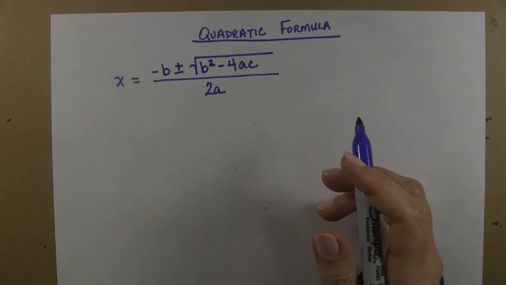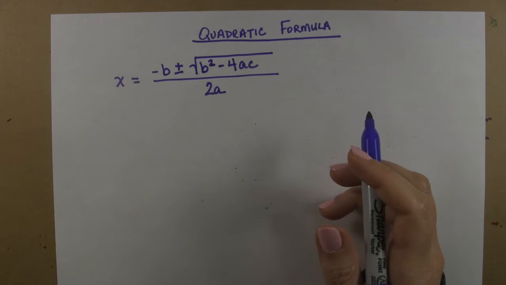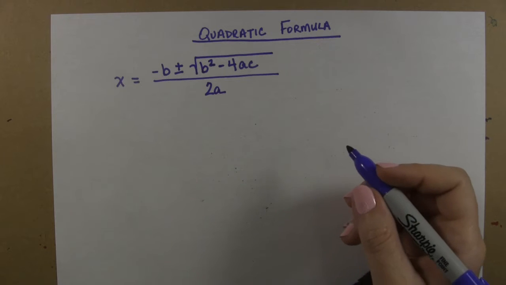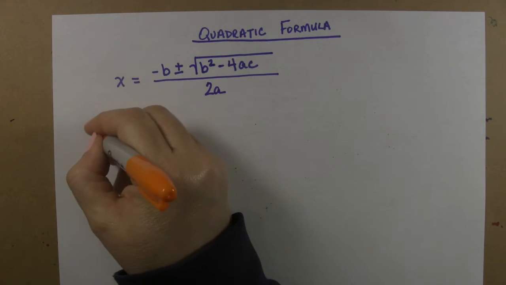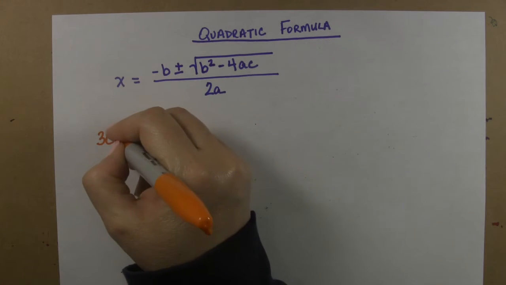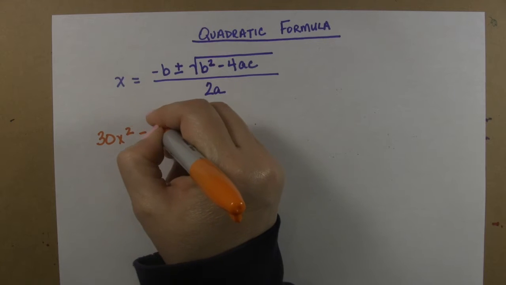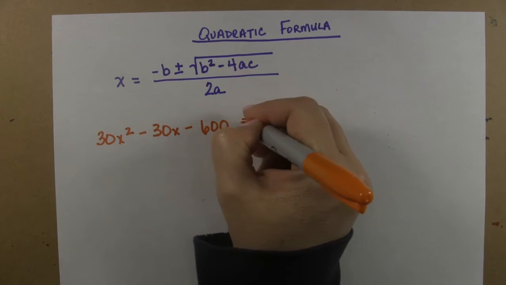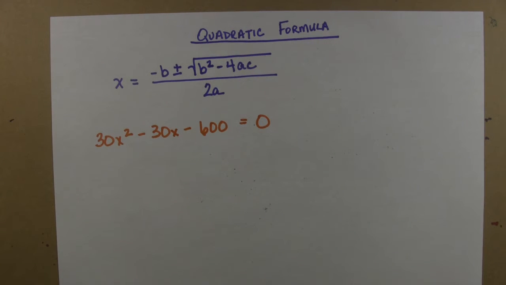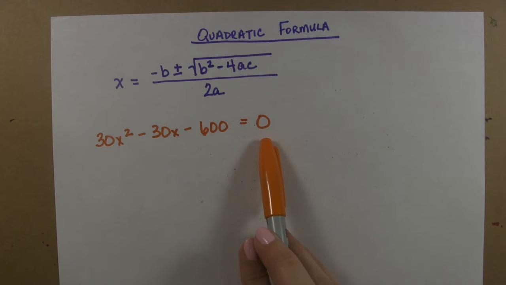All right, so what is the quadratic formula? Well, the quadratic formula is used whenever you have a hard-to-factor quadratic equation. Let me give you an example. Let's say that I give you this equation: 30x squared minus 30x minus 600 equals 0. Now you can see that this is a quadratic equation. There's your quadratic right there. And you can see that it's set equal to 0.